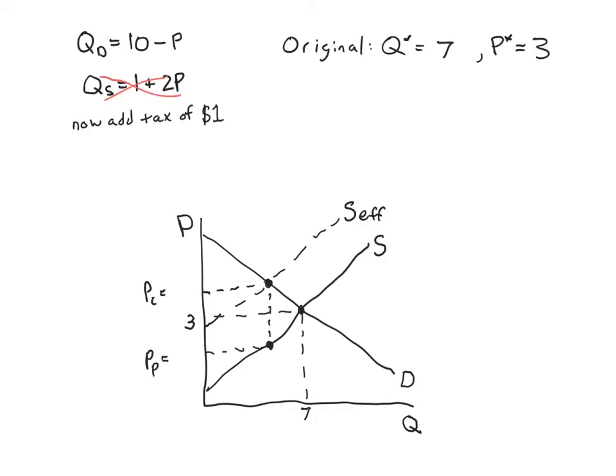Our new supply curve is QS = 1 + 2 times, in parentheses, P minus 1, because the producer actually gets to keep only P minus the $1 tax. Then we can simplify this and get 1 + 2P - 2. And now you're saying, wait, this looks like it has shifted down. It's like a minus 2 at the end.